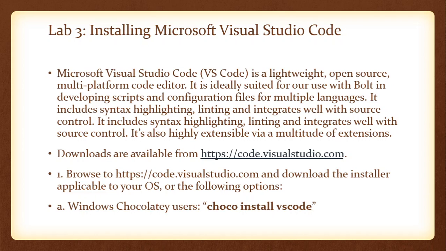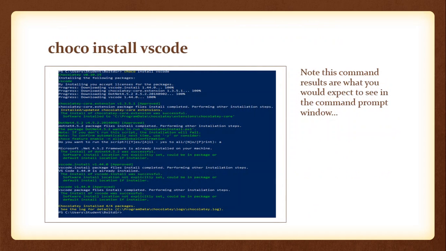Downloads are available from https://code.visualstudio.com. So we browse to that, we download the installer for the OS, and we can run it using the MSI or EXE, which will run and install it, or we can do, for Windows Chocolatey users, choco install vscode. Now I've already installed VS Code, but I've given you an example in the next line.